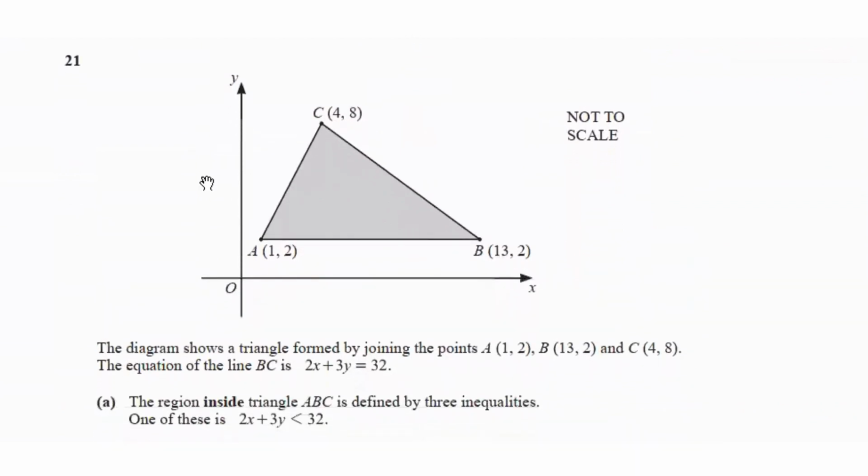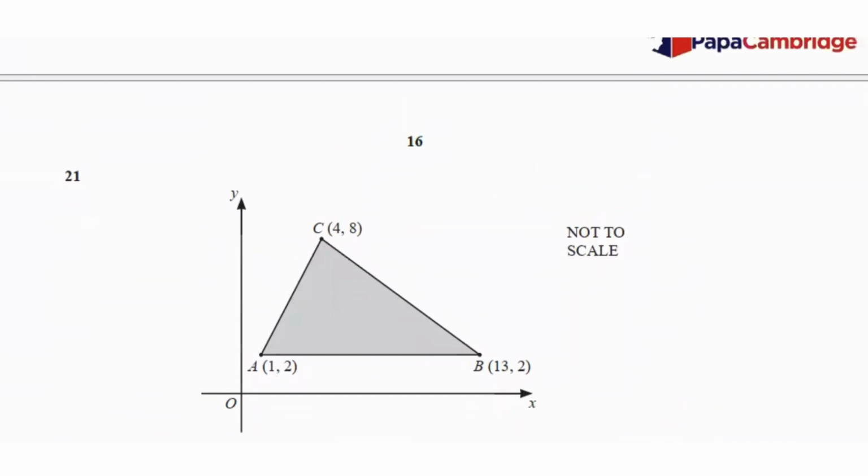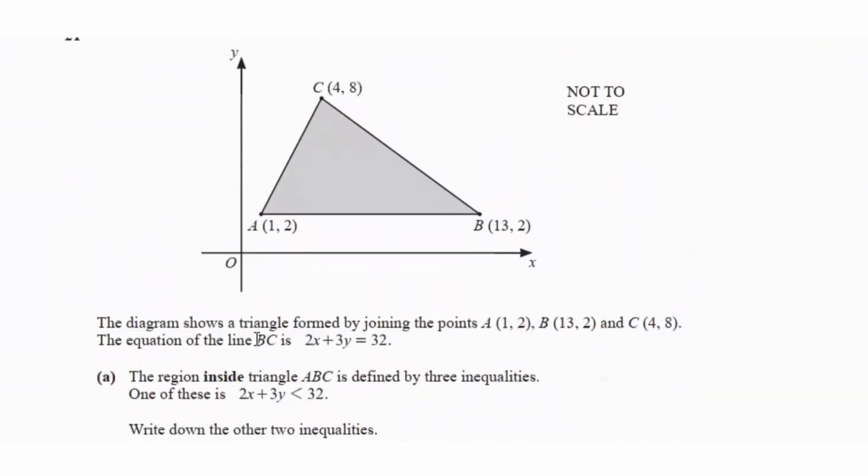Question 21 says the diagram shows a triangle formed by joining the points A, B, and C. The equation of the line BC is given as 2x plus 3y equals 32. The region inside triangle ABC is defined by three inequalities. One of these is 2x plus 3y is less than 32. Write down the other two inequalities.